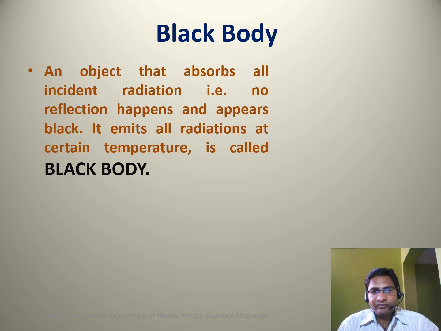So if a body can absorb all the radiations at certain temperature, it may emit all the radiations. So this is a property of a black body. So a body which absorbs all incident radiations, and no reflection happens and appears black, it may emit all the radiations at certain temperatures, is called a black body. So in nature there is not a single body which is perfectly black, but lamp black is 98% black. Only 2% is reflecting radiations, but 98% radiations it absorbs.